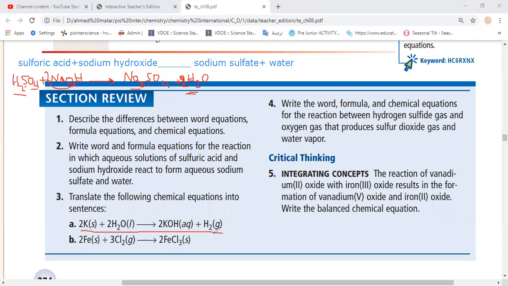No, we're talking about this one, guys. Here. That's this one. Solid potassium reacts with liquid water. So solid potassium reacts with water, yields or produces hydrogen gas and potassium hydroxide. So an aqueous solution of potassium hydroxide. We said that we must translate the states in practice. So solid potassium reacts with water, yields the aqueous solution of potassium hydroxide and hydrogen gas.